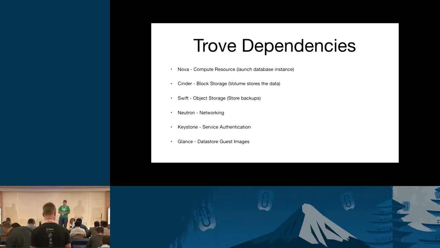Then we have a dependency on Swift. That's where we're storing your backups. You back up your database, and it's going to object storage in Swift. With Neutron, you can make a private subnet. You can connect basically your entire application within that subnet. You can then lock down the permissions for your data store not to have access to the public network, or lock it down to just your network and not to other services outside of that.